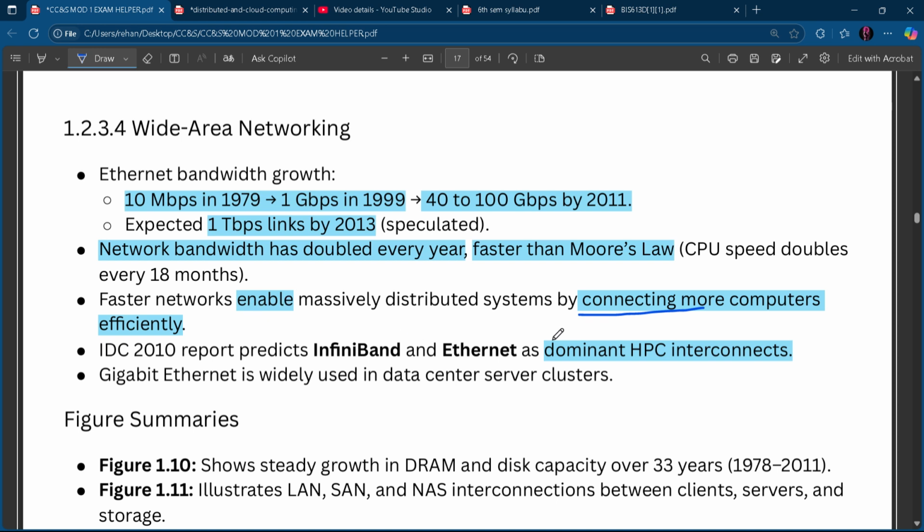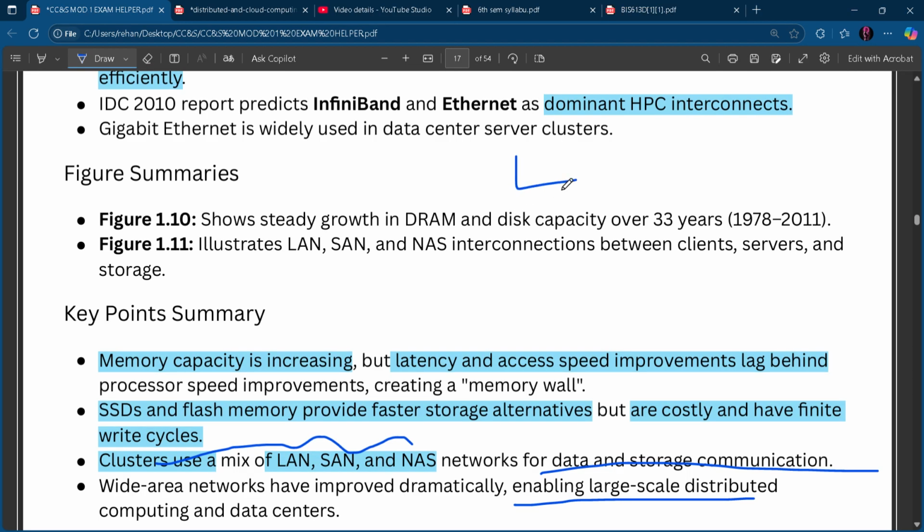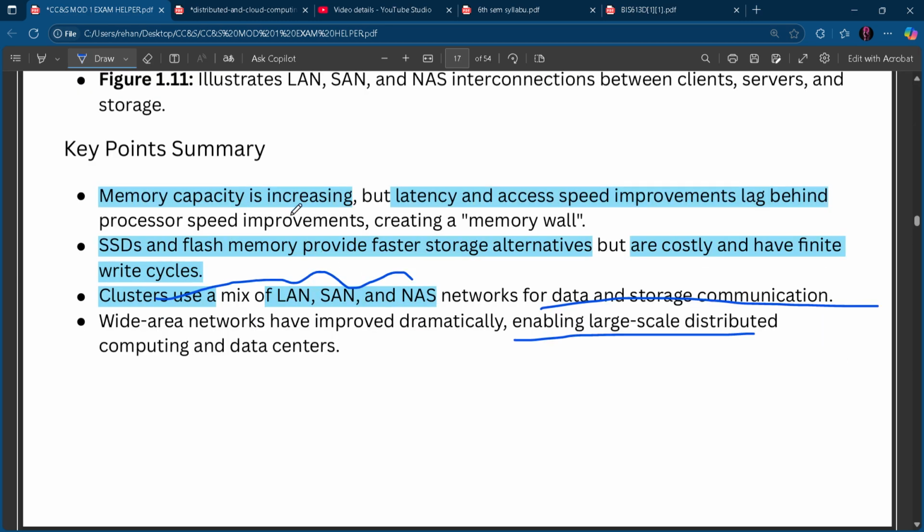Fast networks enable massively distributed systems by connecting more computers efficiently. IDT reports predict InfiniBand and Ethernet as the dominant HPC interconnect. A figure is basically this diagram, and there is one graph showing the growth of DRAM and disk. The key points: memory capacity increases, but latency and access speed improvements lag behind. SSD flash memory provides a faster storage alternative, but it is also costly.